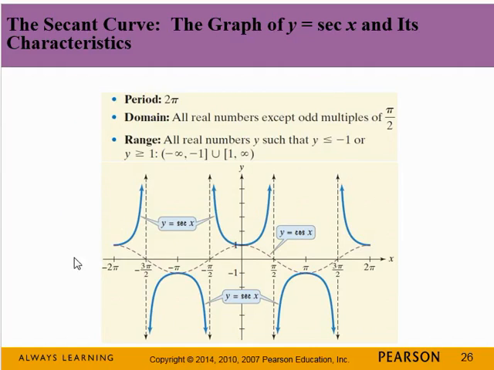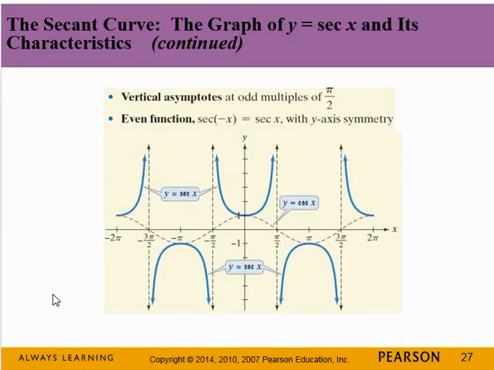Your secant curve is similar, only with your cosine. Your period is 2 pi, and your domain is all real numbers except odd multiples of pi over 2, because that's where your x-intercepts are on your cosine. Your range is y is less than or equal to -1, or y is greater than or equal to 1. So same idea, it touches at your max and your min. Your vertical asymptotes are odd multiples of pi over 2, and it's an even function.